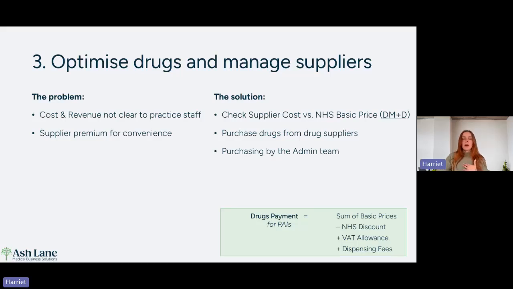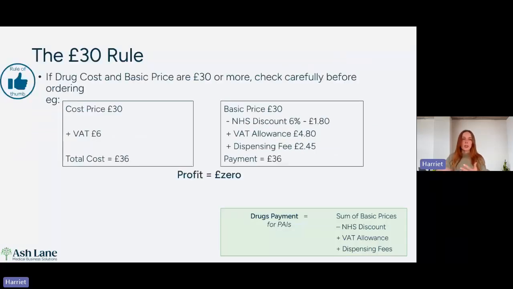However, there are a few things to be aware of. I appreciate that checking all of the drugs one by one can take work. So to start you in the right direction, I will introduce a general rule of thumb. The general rule of thumb is what we call the £30 rule.